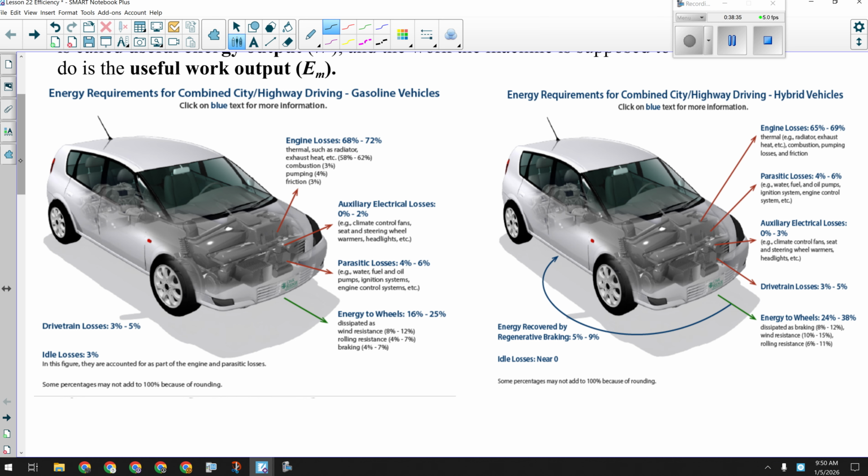And that thermocouple turns the heat directly back into electricity that charges the battery. So instead of just losing all of that kinetic energy you had when you apply the brakes, now some of it goes back to charge the battery. So it recovers some of that energy. Regenerative braking can recover 5 to 9% of the energy that would be lost in an internal combustion engine.